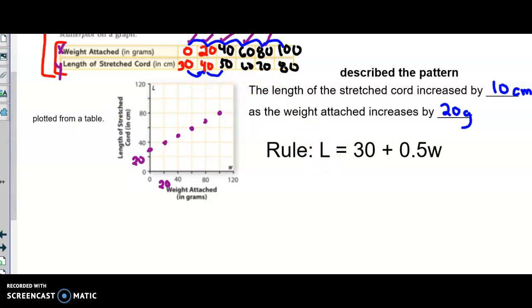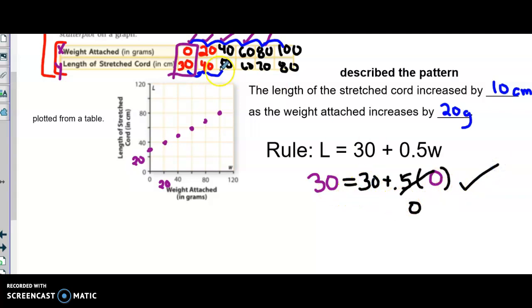So let's take a look at this first column right here. When the weight is equal to 0, do we get 30? So let's test out everything we have here. The 30 stays, plus 0.5 times 0. So remember our order of operations. 0.5 times 0 is 0. Is 30 equal to 30 plus 0? It is. So the rule does check out for our first data value.